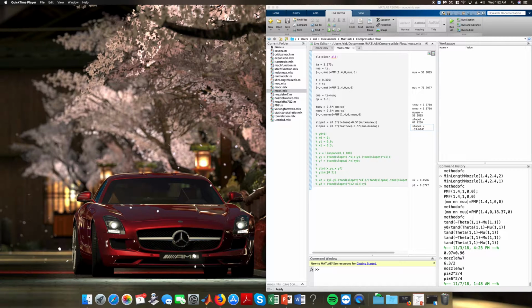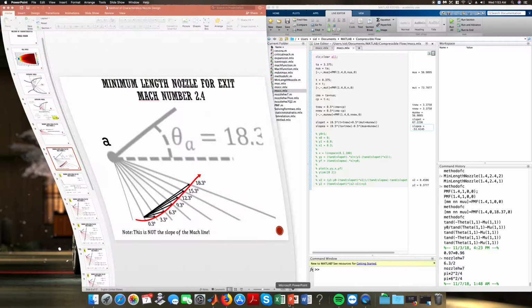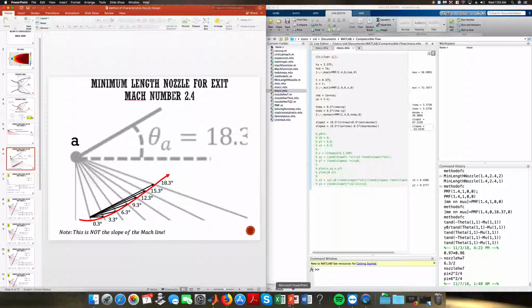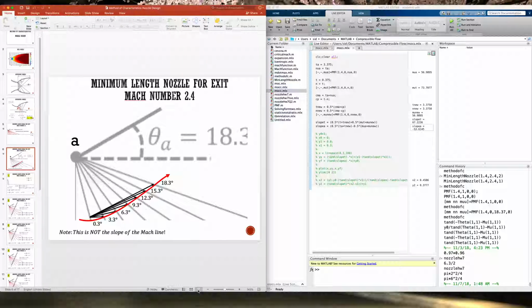Hey guys, so in this video I'm going to walk over some of the method of characteristic steps just so that it makes it easier for you to code and understand what's going on. So hopefully you guys had a good understanding of what we talked about in class today. I'm just going to continue on that.